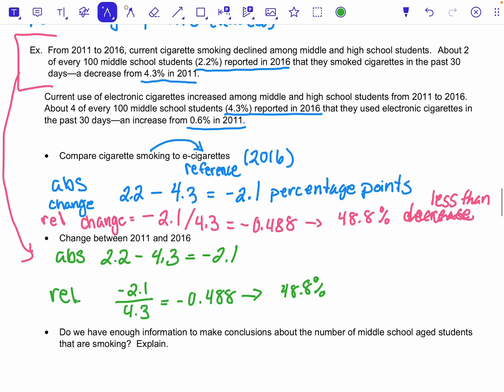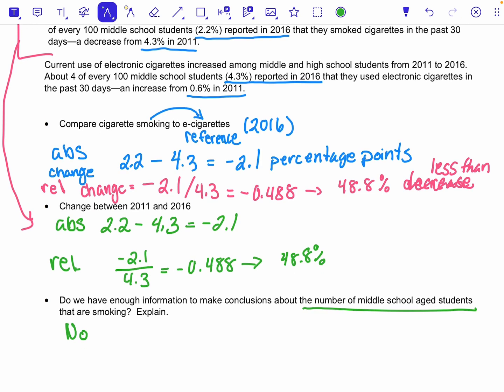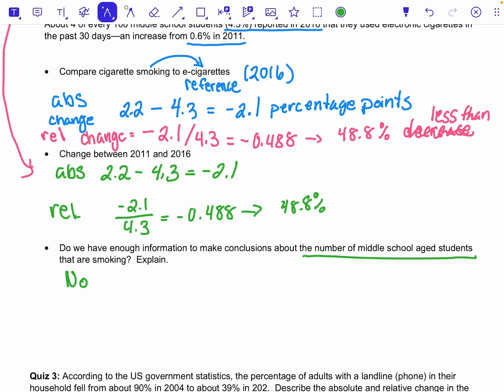Do we have enough information to make conclusions about the number of middle school students that were smoking? No. And this is a really important idea to keep in mind with percents. We don't actually know the number of students who are represented. We're just given about 2 out of every 100. But how many are out there? We don't know. So we need to be very careful when we're using percents to generalize actual values within problems. With percents, we don't know the size of the population, and so we don't want to make conclusions that we don't know.